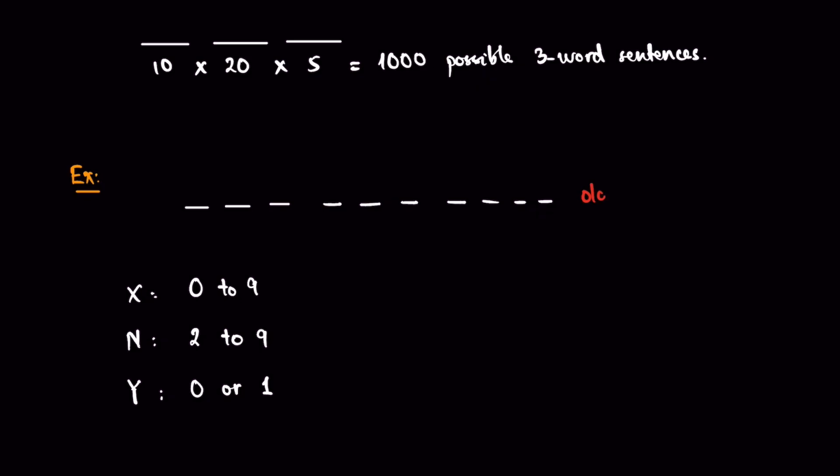So for the old plan, the setup is going to be N, Y, X, N, N, X, X, X, X, X. And each letter consists of a number from this list. When you have N, that means you're going to choose a number between 2 and 9. For Y, the number is going to be either 0 or 1, and X is going to be a number between 0 and 9, and so on.